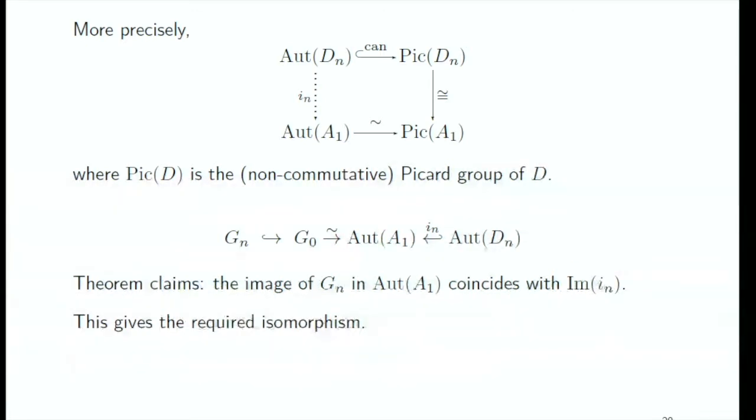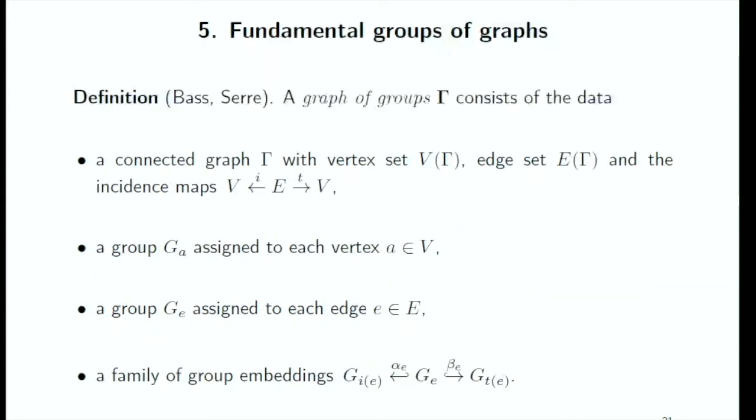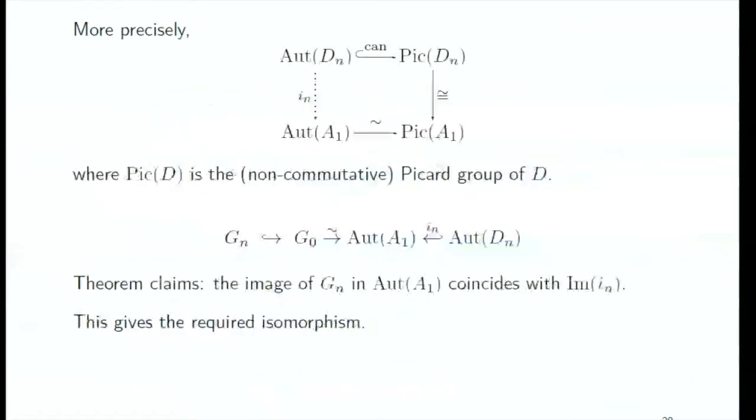and this gives an identification of Dn with Aut Dn. So it's a little bit non-direct, but this is a very useful fact. Right, so any questions?